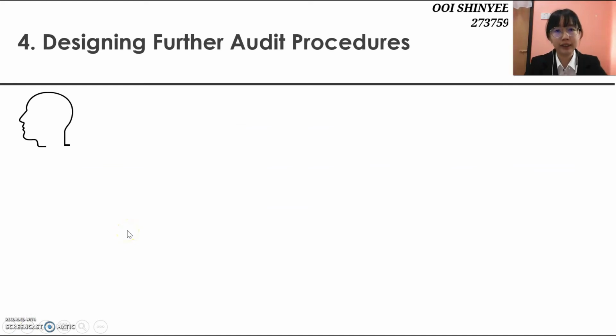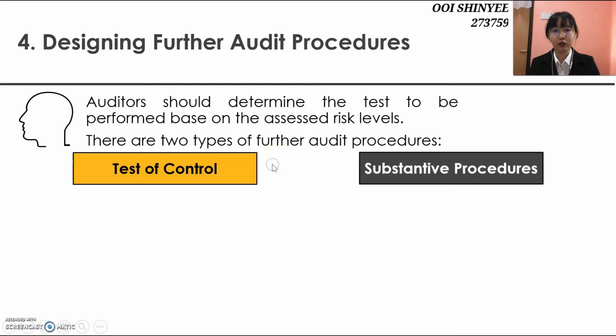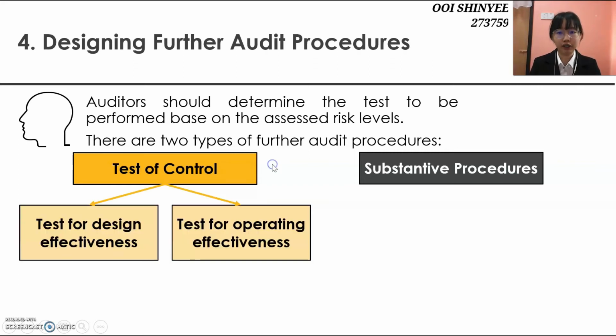So the last step is designing further audit procedures. Lastly, auditors should design further audit procedures. They should determine the tests to be performed based on the assessed risk level. There are two types of audit procedures, which are the test of controls and substantive procedures. Under the test of controls, there are tests of design effectiveness and tests of operating effectiveness.